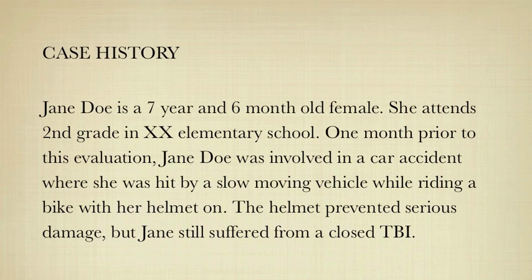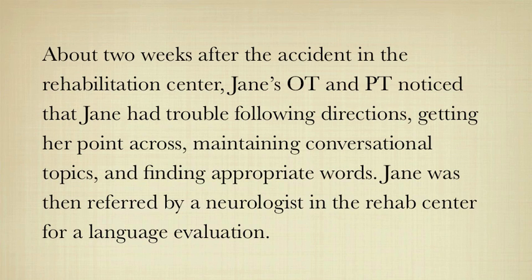Jane Doe is a 7-year and 6-month-old female. She attends 2nd grade in XX Elementary School. 1 month prior to this evaluation, Jane Doe was involved in a car accident where she was hit by a slow-moving vehicle while riding a bike with her helmet on. The helmet prevented serious damage, but Jane still suffered from a closed TBI. About 2 weeks after the accident in the rehabilitation center, Jane's OT and PT noticed that Jane had trouble following directions, getting her point across, maintaining conversational topics, and finding appropriate words. Jane was then referred by a neurologist in the rehab center for a language evaluation.